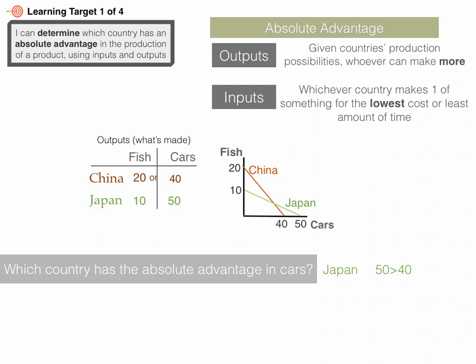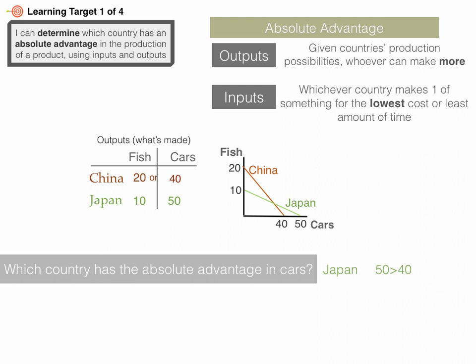Who would have the absolute advantage in fish production? China can make 20 fish, Japan can make 10 fish. So China has the absolute advantage in fish production. In this example, China had the absolute advantage in one good, Japan in the other. Of course, a country could have the absolute advantage in both goods compared to another country.